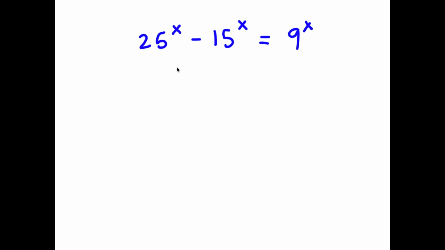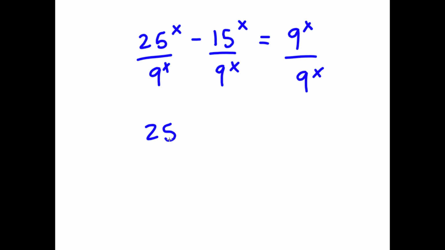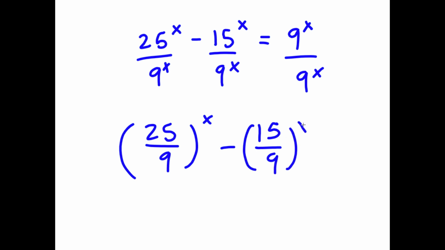Alright, so in this problem, I have 25 to the power of x minus 15 to the power of x is equal to 9 to the power of x. So I'm going to first start by dividing all my terms here by 9 to the power of x. So now I have (25 over 9) to the power of x minus (15 over 9) to the power of x is equal to 1. 9 to the power of x over 9 to the power of x is equal to 1.